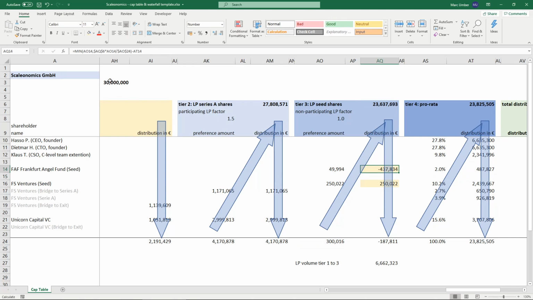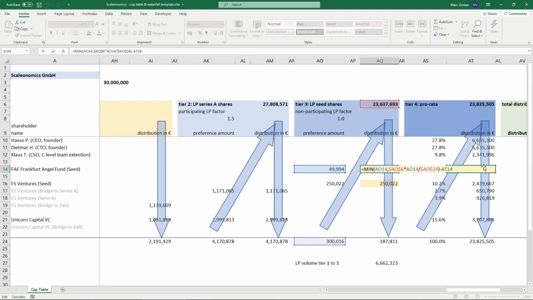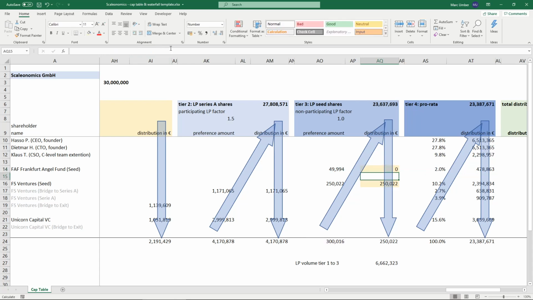Since we have 30 million of exit proceeds and there's still 23 million in proceeds to be redistributed on the pro rata stage, there's ample money. We only need to offset up to 50,000 euros for Fritz Müller. So we need to introduce a boundary. And we're going to do this with a maximum function. So it's either offsetting all the preference amount on tier 3 with the euros received on the pro rata. And once this turns negative, it's going to be 0 euros on the tier 3. Let's see.